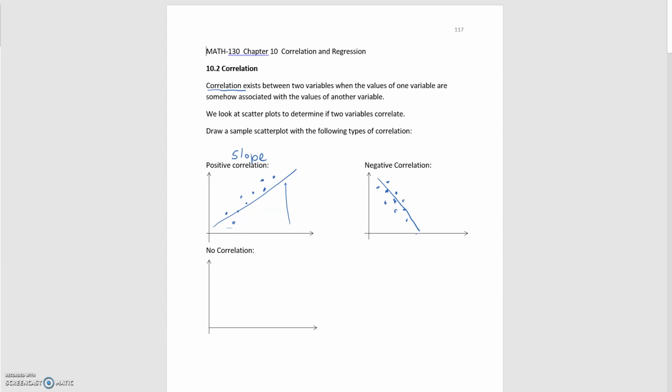Now here we're saying when the x variable goes up, the y variable goes down. And no correlation would be if they were truly just scattered all over the place. Maybe they're in lumps, but there's not a straight line that goes through them well, either positive or negative slope.